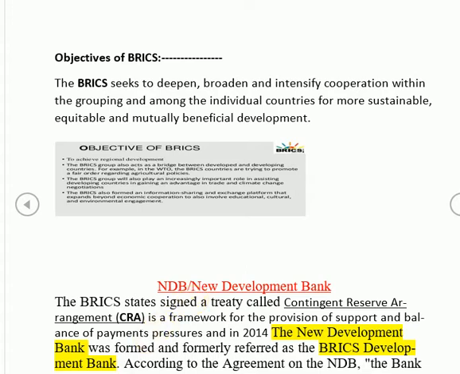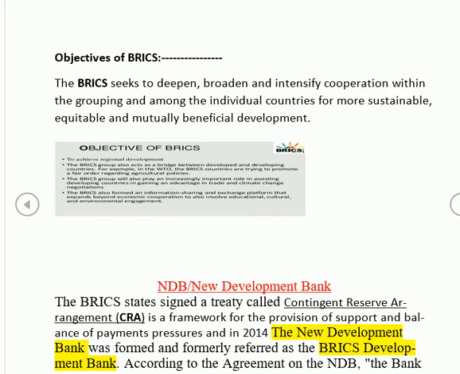Later, inside this organization, the NDB, New Development Bank, was initiated. The BRICS states signed a treaty called the Contingent Reserve Arrangement, CRA. This was the main treaty signed between the BRICS states in 2014, and it is a framework for the provision of support against balance of payments pressure. And in 2014, the New Development Bank was formed and formally referred to as the BRICS Development Bank.